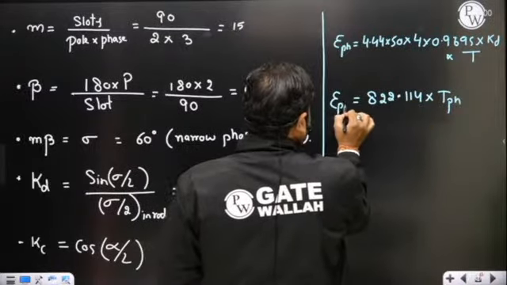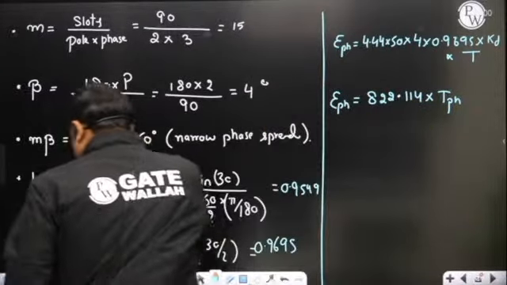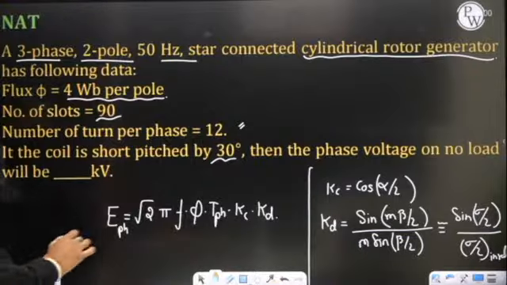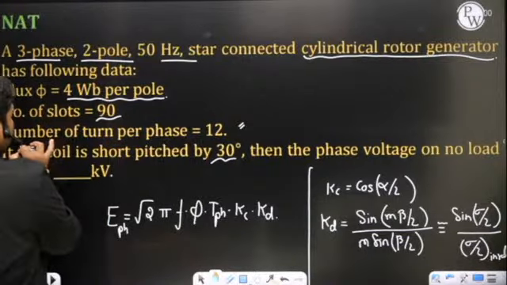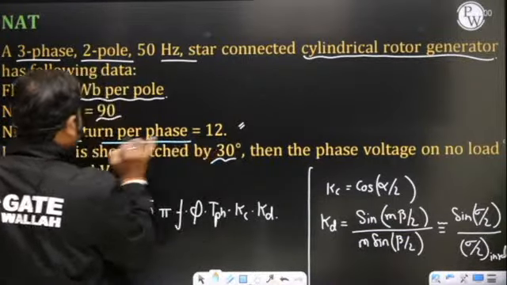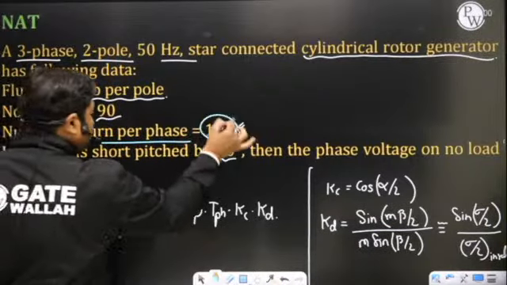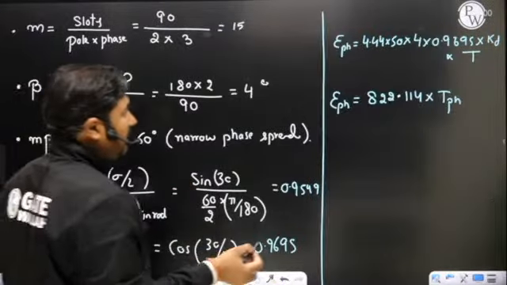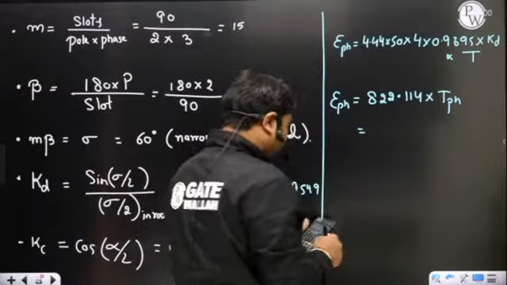Now that is also very important. We know about the total number of turns. What is the total number of turns? Number of turns per pole, per phase. Number of turns per phase is given to you as 12, so you can just multiply it by 12.